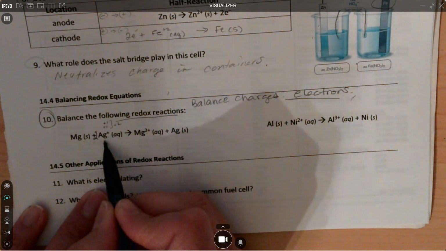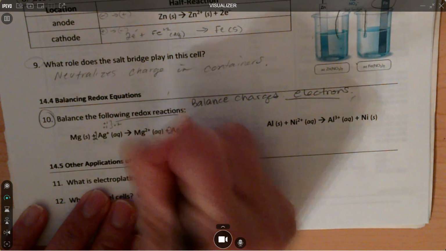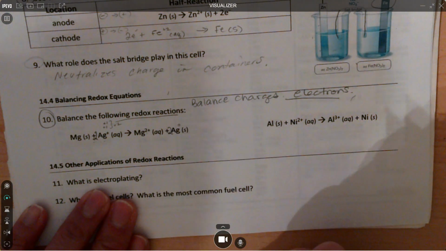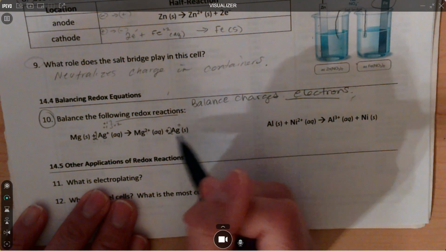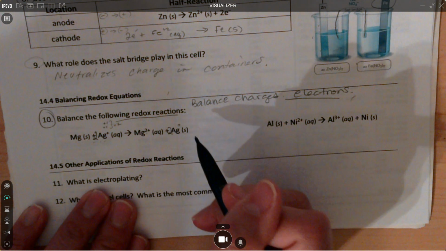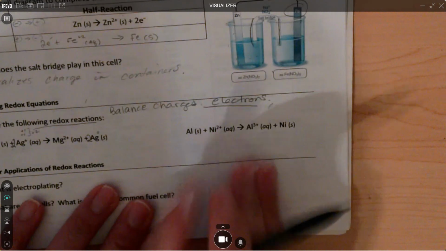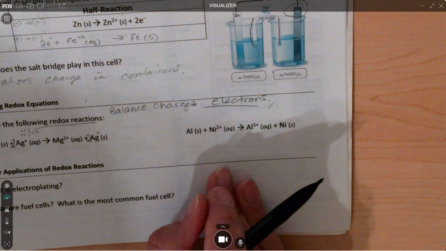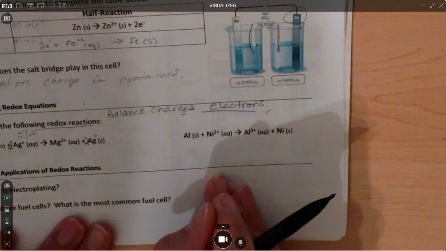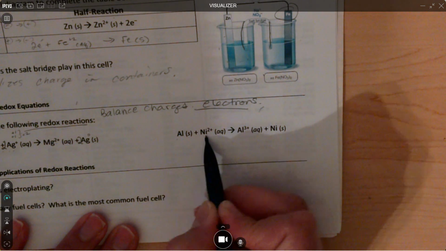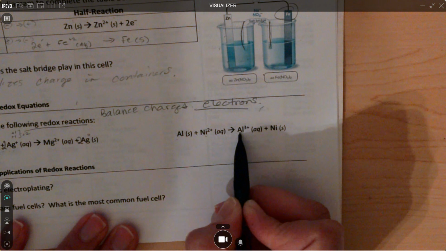But because I have 2 silvers there, I'm also going to have to put 2 silvers here. And remember, this is silver solid, so it has a charge of 0, so no matter how many you put there, that charge is going to remain at 0. So now our charges are balanced with these ones. Let's go ahead and do this one because we haven't really done the balancing of the electrons. So we have aluminum and nickel, and some more aluminum and nickel.